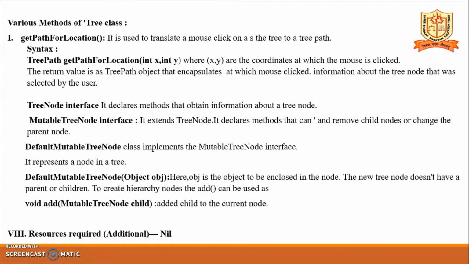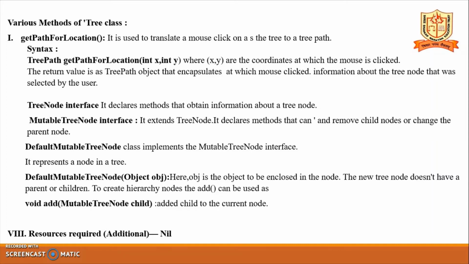These are the methods. First, getPathForLocation, where P, F and L are capital letters. This is a single word. It is used to translate a mouse click on the tree to a tree path. The next method is getPathForLocation(int x, int y), where x and y are the coordinates at which the mouse is clicked. It returns the path of the node.